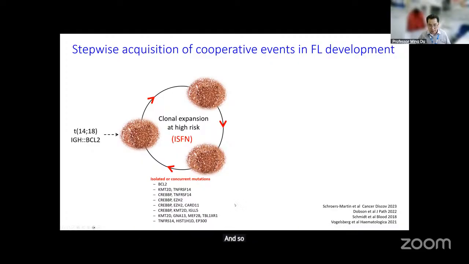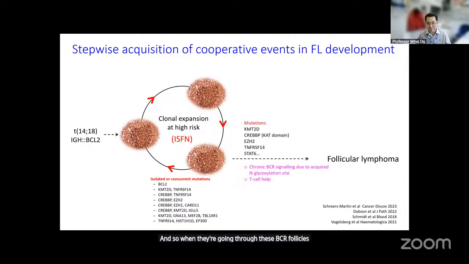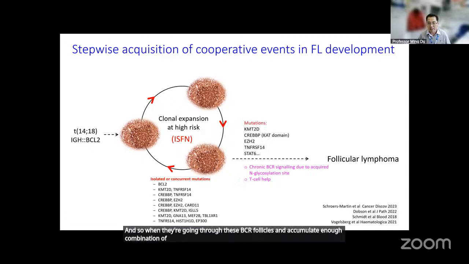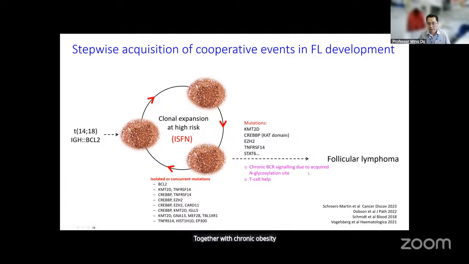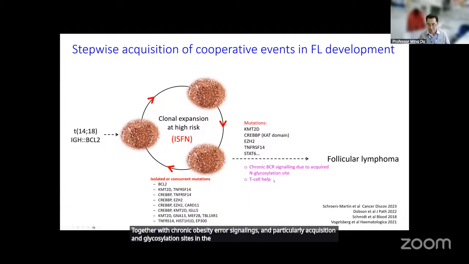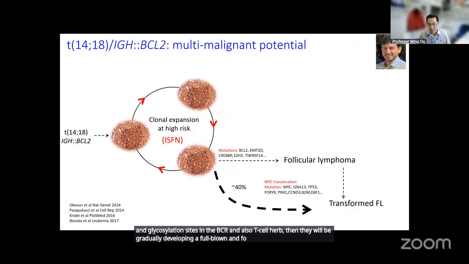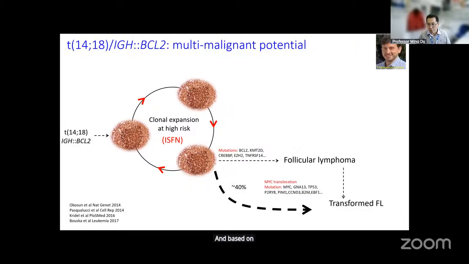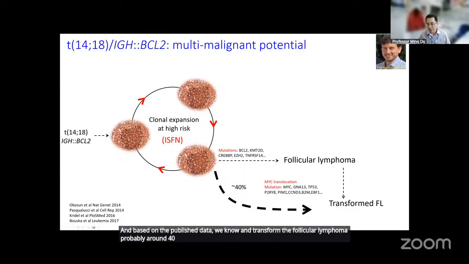And so when they go through these B-cell follicles and accumulate enough combinations of these mutations, together with chronic B-cell signaling, particularly acquisition of glycosylation sites in the BCR, and also T-cell help, then they will gradually develop a full-blown follicular lymphoma. And based on published data, we know that transformed follicular lymphoma, probably around 40% of them, are not a linear progression from follicular lymphoma, but 40% derive from this pre-malignant lesion, the in situ follicular neoplasia.